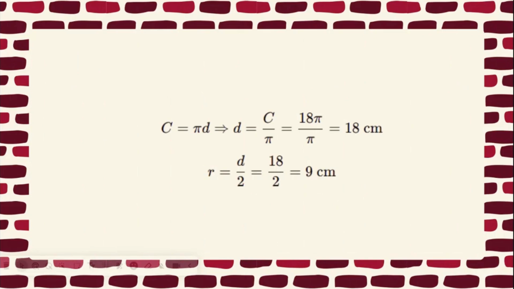So we can write our formula like this. Pi times d equals the circumference. So d equals circumference by pi. 18 pi by pi equals 18 centimeters. Now the radius is always going to be half of that. So we know that 18 by 2 is 9 centimeters.